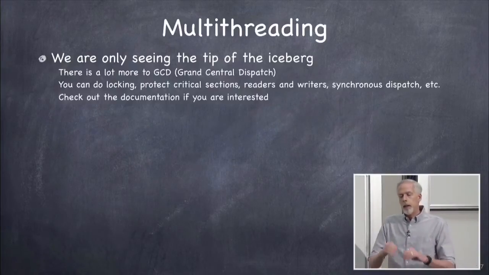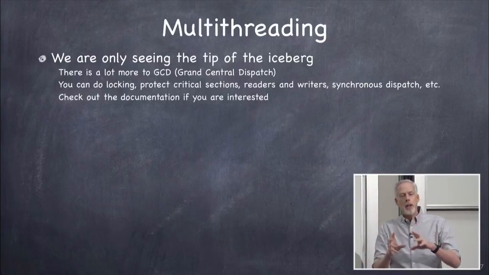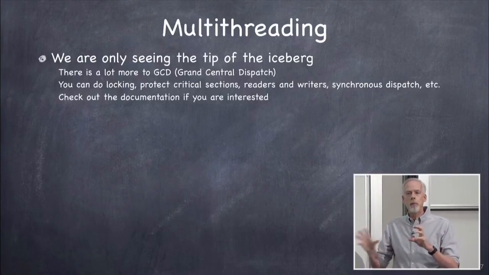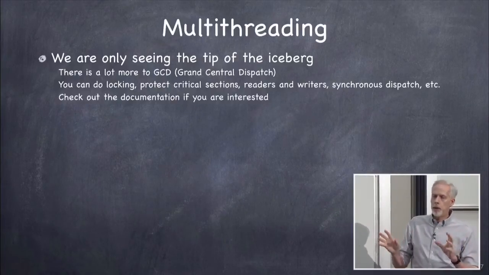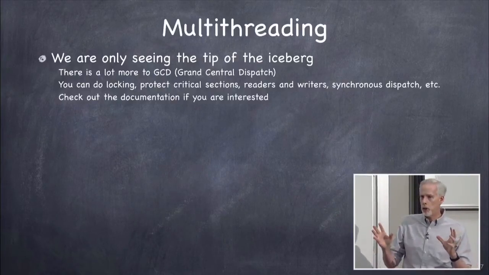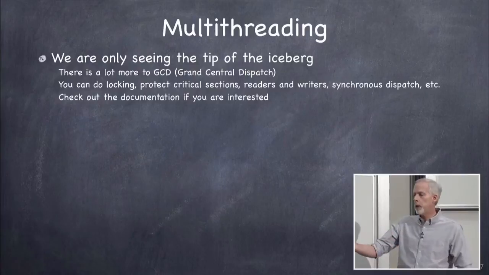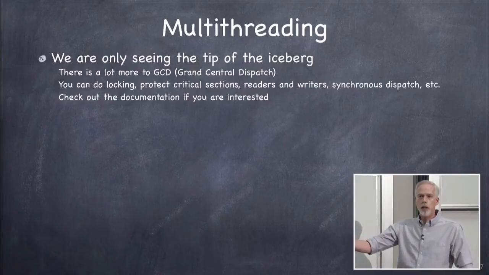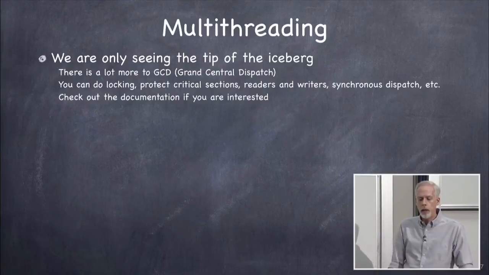All right, I'm only showing you the absolute tip of the iceberg for multithreading. I'm showing you the basic stuff you need to get stuff off of the main thread, but there is a lot more. You're going to want to familiarize yourself eventually with DispatchQueue and all the things that it can do. This is all based on something called Grand Central Dispatch, because when we put a closure onto a queue, we call that dispatching the closure onto that queue.